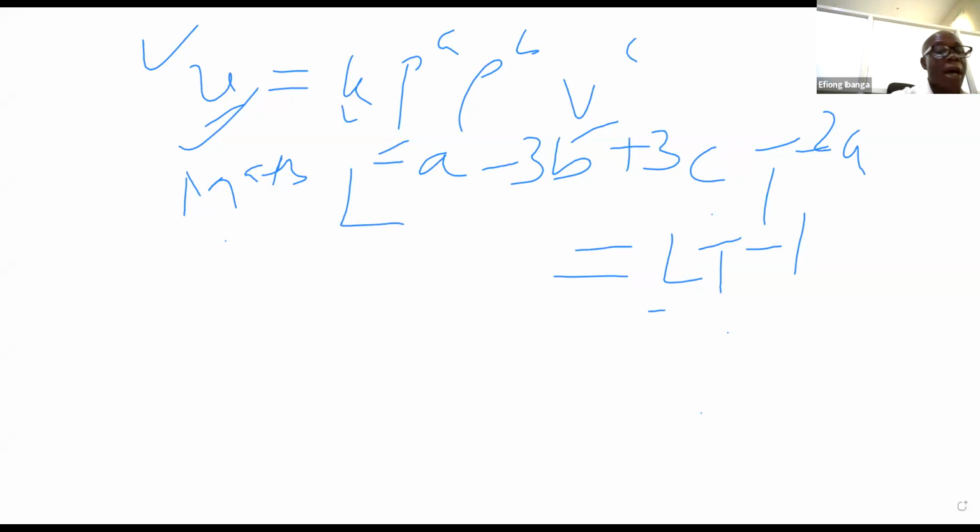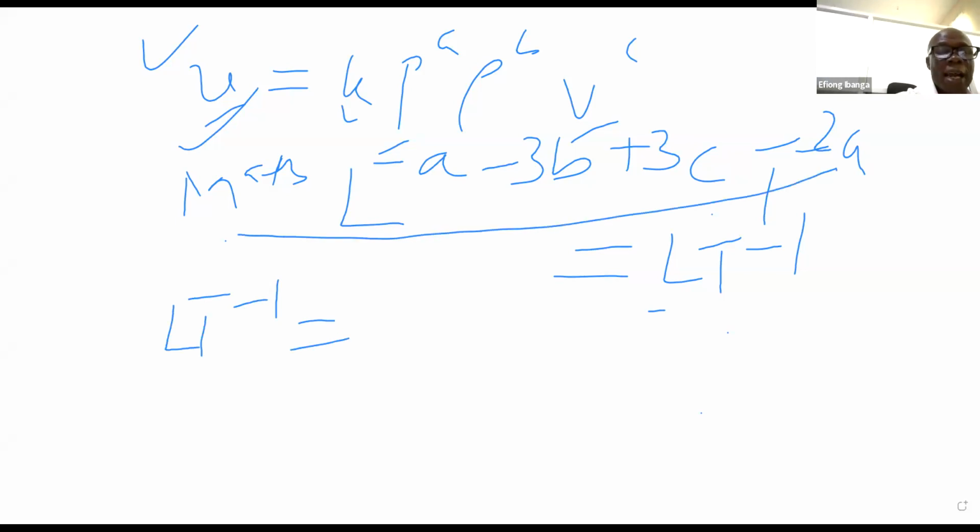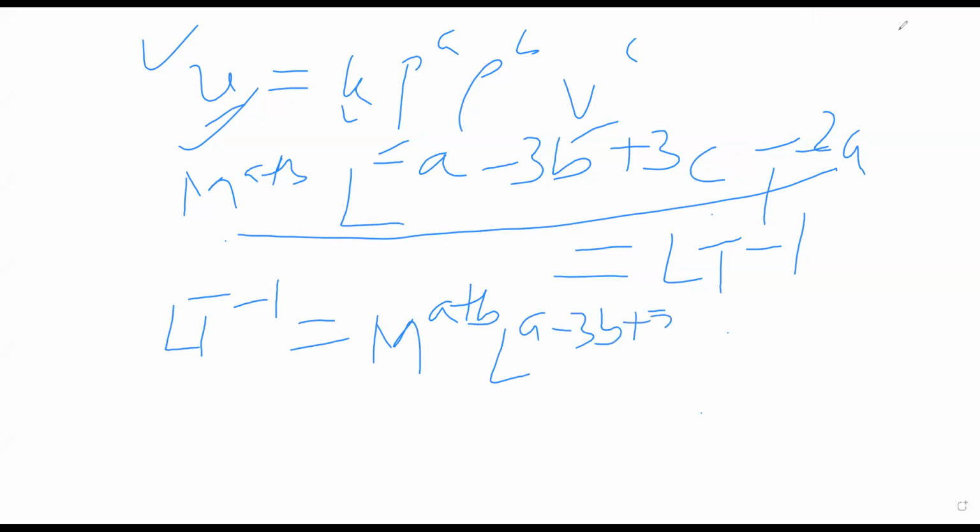So I'm going to take this now. It should look like this. I'm supposed to have LT to the minus 1 is equal to everything I've written here. Is equal to this. So write it like that. So it means I'm going to have M a plus b, L a minus 3b plus 3c, then T to the minus 2a.